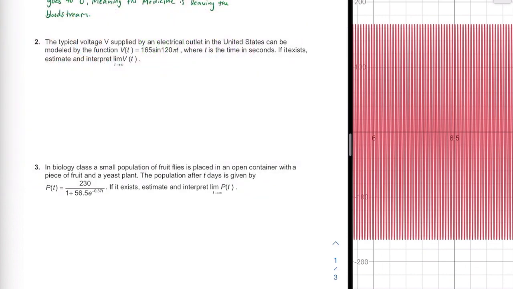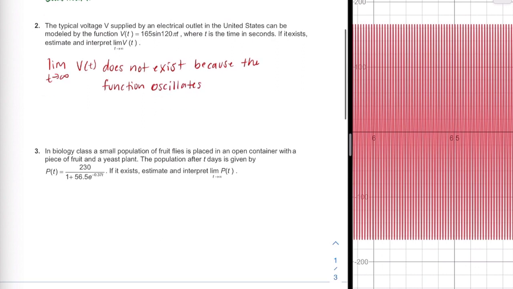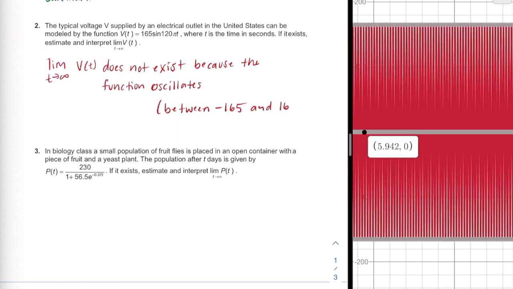And so then what we would say is that the limit as t goes to infinity of v of t does not exist because the function oscillates, and it oscillates between negative 165 and positive 165.